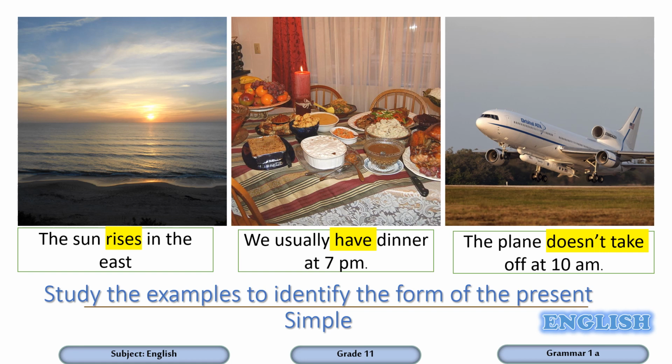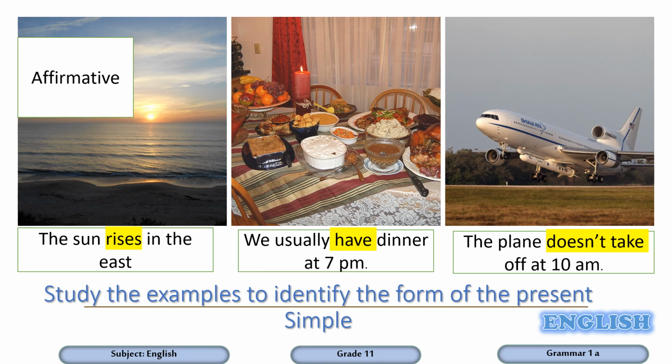Okay, now we will focus on the present simple. Look, we have 3 pictures here. We will study the examples to identify the form of the present simple. Let's have a reminder. The sun rises in the east, the verb here with S. We usually have dinner at 7 p.m. The plane doesn't take off at 10 a.m.